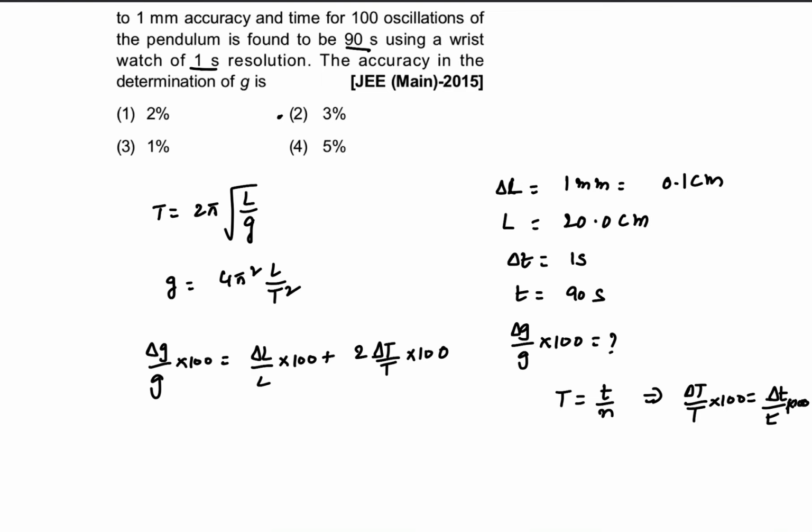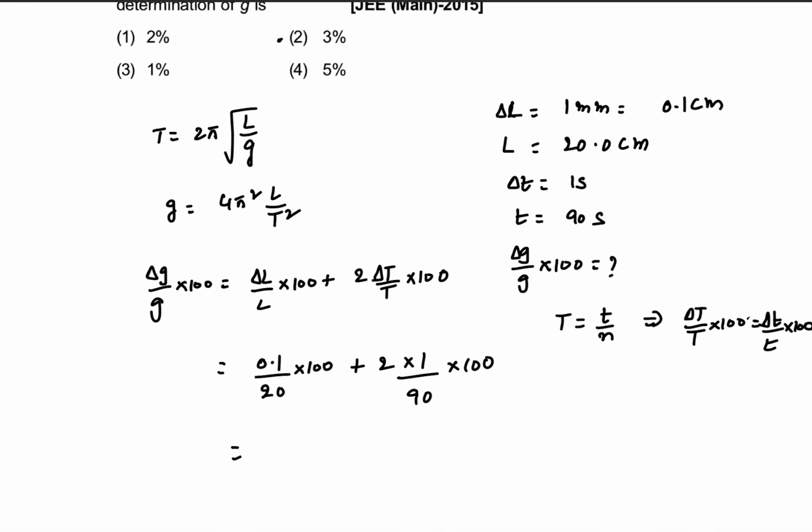But you know that time is t divided by n. You can write the delta T by T into 100 the same way, delta t divided by t into 100. You substitute there. I get the value: delta L by L is 0.1 divided by 20 into 100, plus 2 into delta t by t into 100. That value we can write as 1 second divided by 90 seconds into 100.